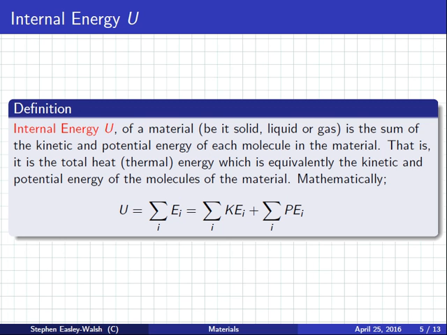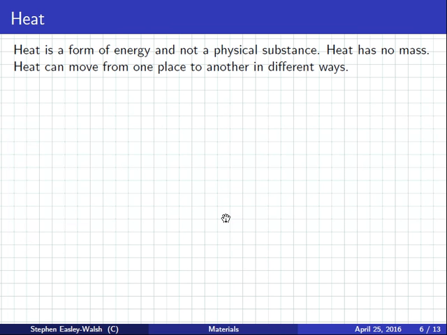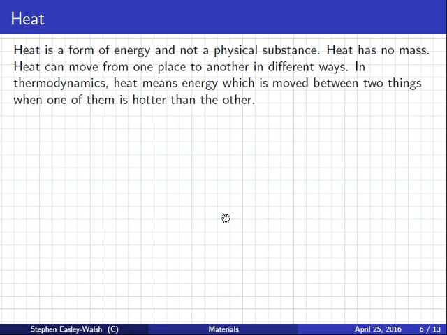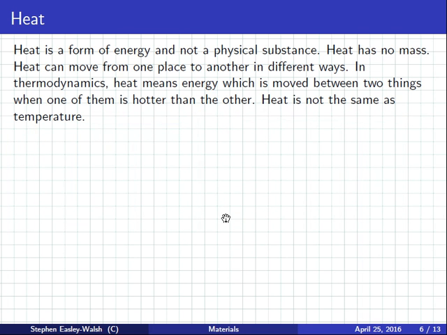Okay. Right. Heat is a form of energy. It's not something physical, it's a type of energy. Heat has no mass. Heat can move from one place to another in different ways. In thermodynamics, heat means energy which is moved between two things when one of them is hotter than the other. Heat is not the same thing as temperature. It's easy to mix up heat and temperature, but they're not the same thing, okay?